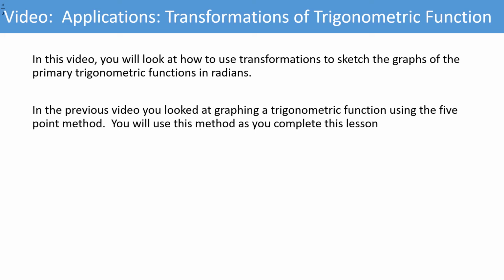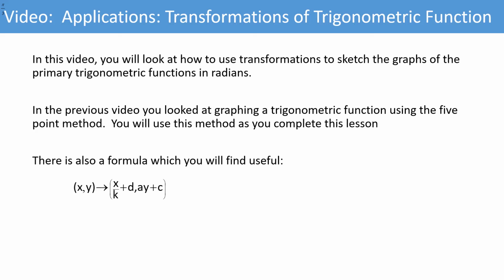In the previous video, you looked at graphing a trigonometric function using the 5-point method. We will use this 5-point method in this video. There's a formula which we will also use, as it is very useful. (x, y) maps onto (x/k + d, ay + c). These letters come from the equation y = a sin(k(x - d)) + c. Now, let's look at how to use them.